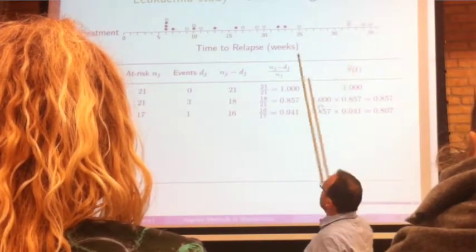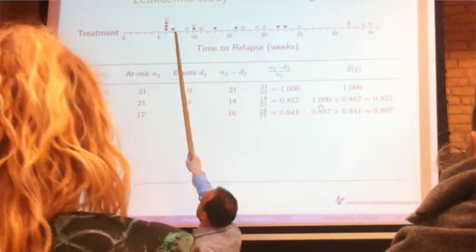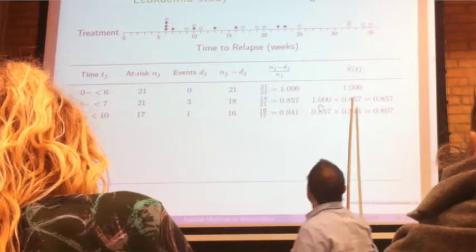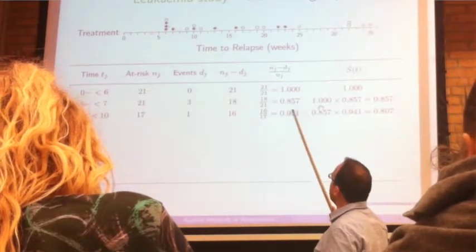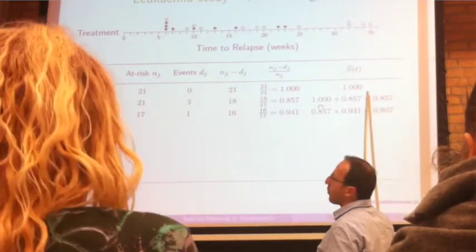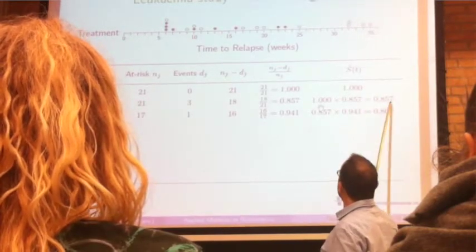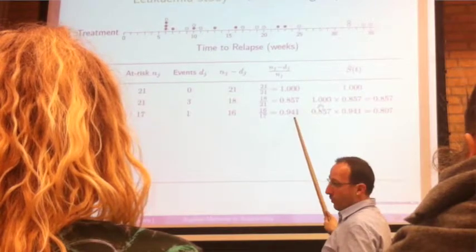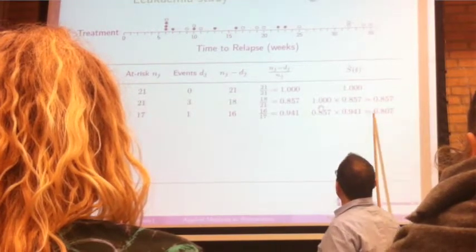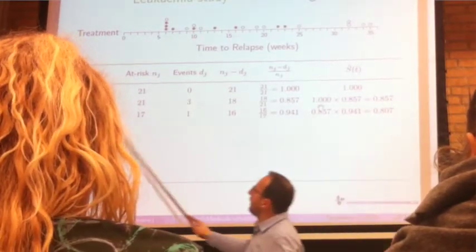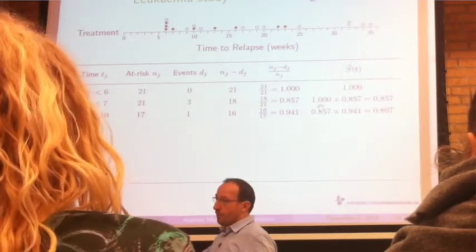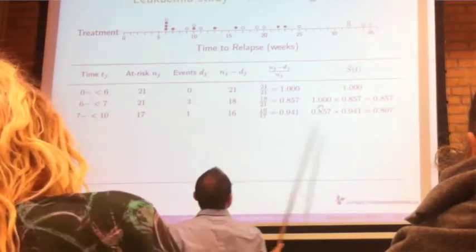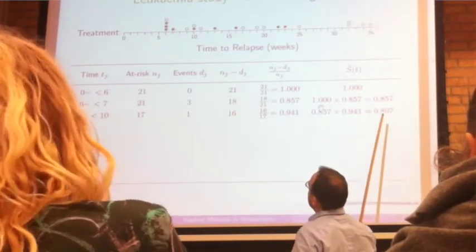So to get an estimate for the survival probability at this time point or later, you have to multiply this probability or this estimate by the foregoing point estimate. So you have to multiply 0.857 with 0.941 to get an estimate for the survival probability at time point 7. So the survival probability at time point 7 is in this case about 80.7%.